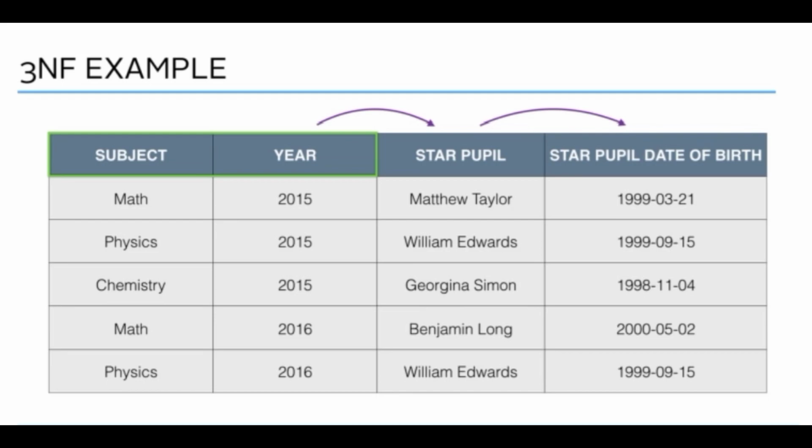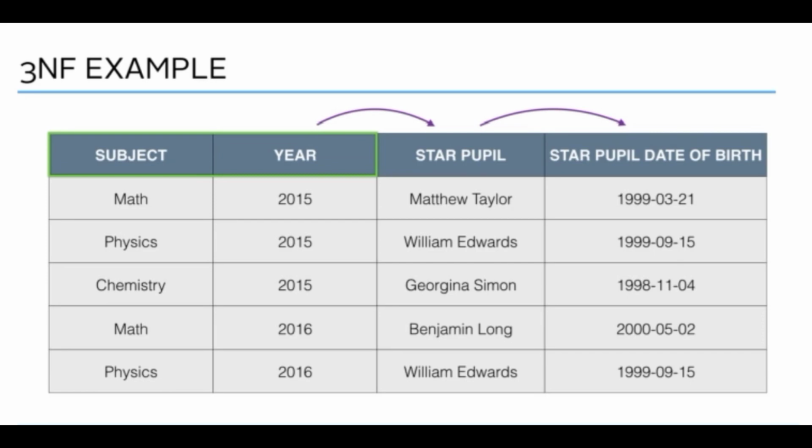So yes, this table is in first normal form, so let's check if it's in second normal form. So now we need to check whether every column which is not a primary key, so this star pupil column and the star pupil date of birth, is dependent on the whole of the primary key. So first let's check star pupil and see whether that depends on the whole of the primary key. And you can see that it does.